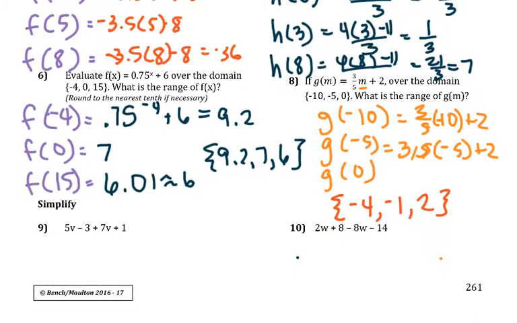For number 9, we're just going to simplify. So remember that we combine like terms in a situation like this. So I've got 5v plus 7v is 12v. And then I'm going to have the negative 3 plus 1, so that's negative 2. And that's all you're doing here. You're just simplifying that. We're going to use that skill today. And then number 10, look for like terms. I've got 2 minus 8w, so negative 6w. Then I've got 8 and negative 14, so 8 minus 14 is negative 6.